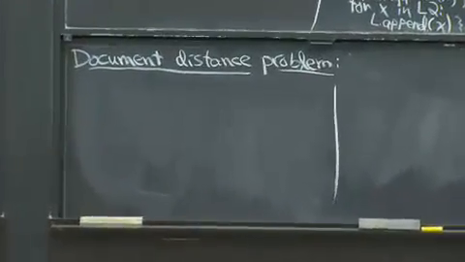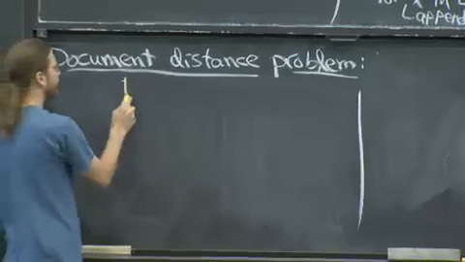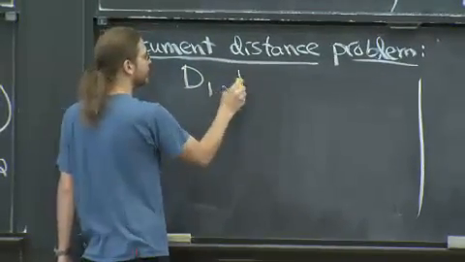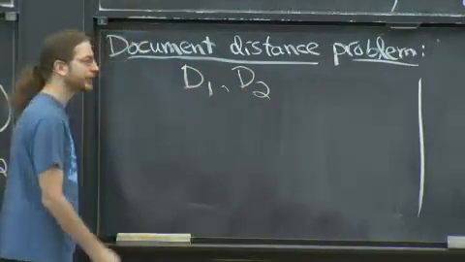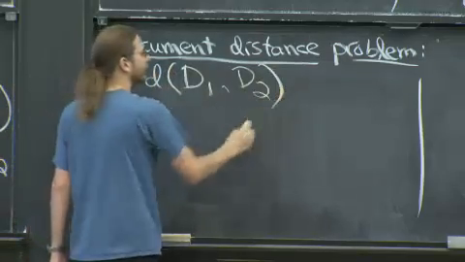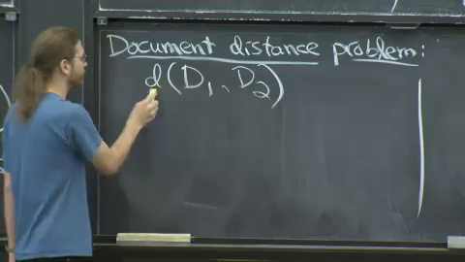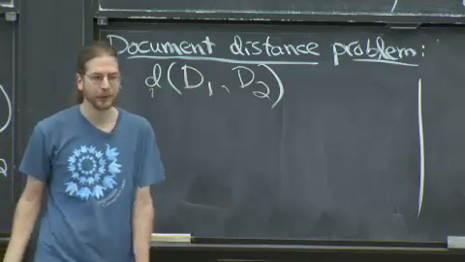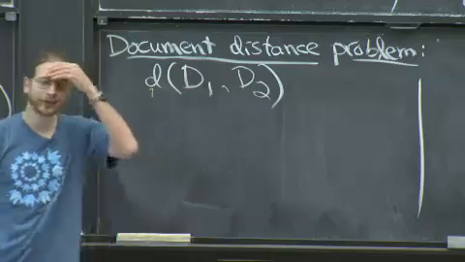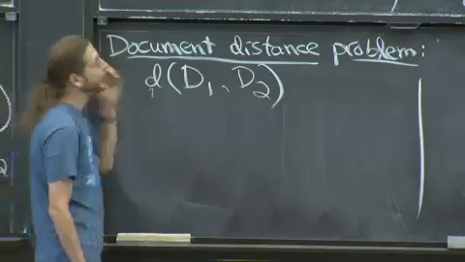So the document distance problem is: I give you two documents, I'll call them D1 and D2, and I want to compute the distance between them. The first question is, what does that mean? What is this distance function? Let me first tell you some motivations for computing document distance.